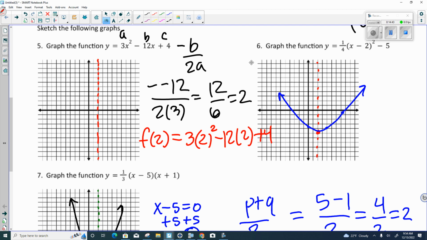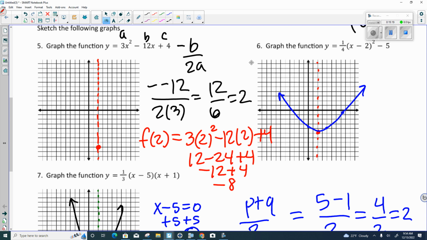Okay, so 2 squared is 4. 4 times 3 is 12. You're welcome to use your calculators on this. Okay, so my ordered pair is 2, negative 8. What do I need to find next? Just like any of these other graphing problems. Well, kind of. I don't think this one's easy.